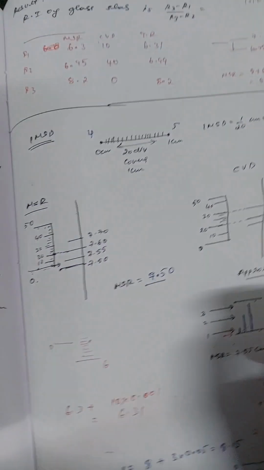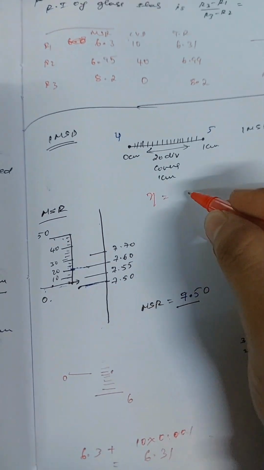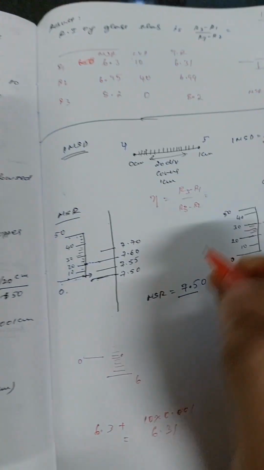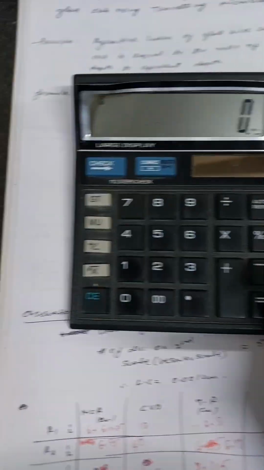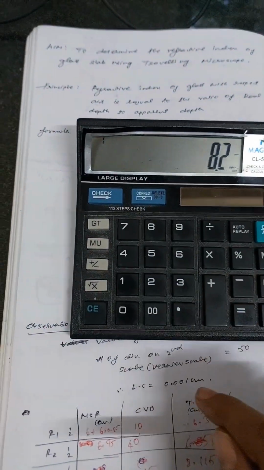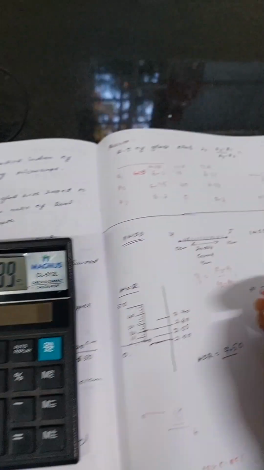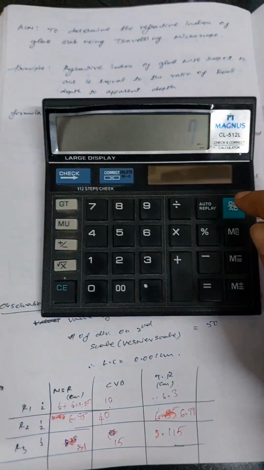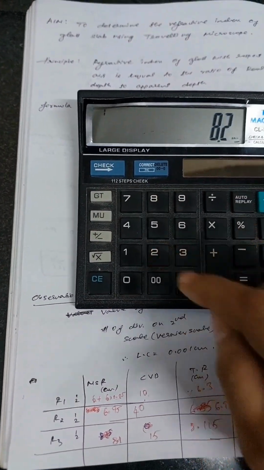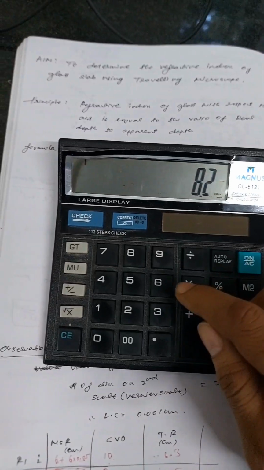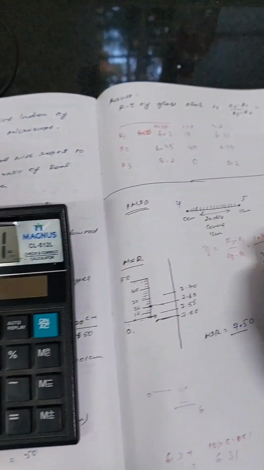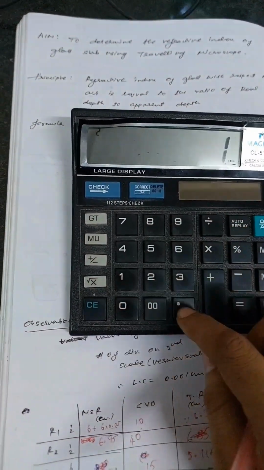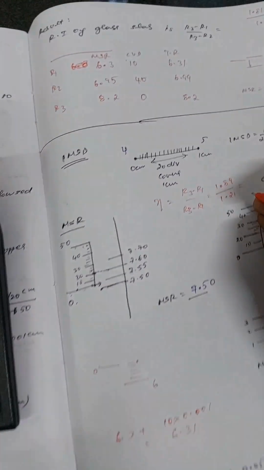Now let me calculate what is eta. It's R3 minus R1 divided by R3 minus R2. So R3 is 8.2. In the numerator it's 8.2 minus 6.31, which gives me 1.89, divided by R3 minus R2. Again R3 is 8.2 minus R2, which is 6.99. So I'll get 1.21. If I calculate that, 1.89 divided by 1.21 is 1.56.